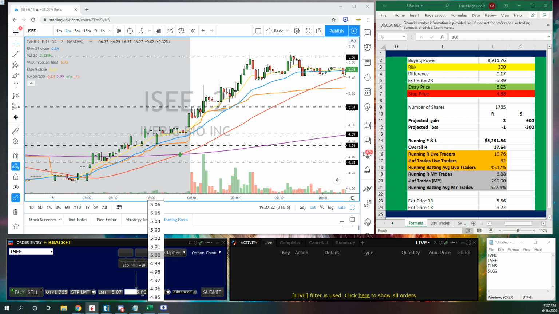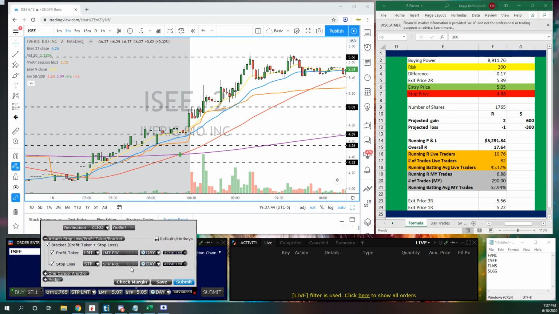Usually I give a couple of cents to make sure that my order gets filled. So 505 is where this order will get triggered, but I have a limit of 507. Once the 505 gets triggered, it sends a limit order of 507, which means the order can get filled anywhere between 505 and 507. Now, stop loss is 488 and my target is 539.